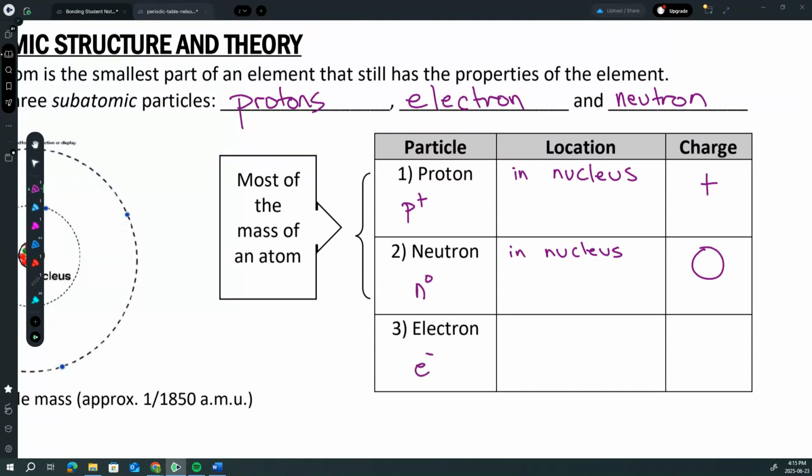So electrons, those are located outside the nucleus. And those are going to have a negative charge. Okay, or each electron has a negative 1 charge.